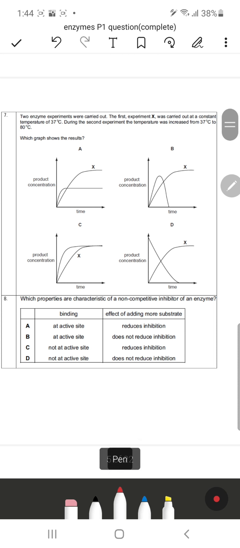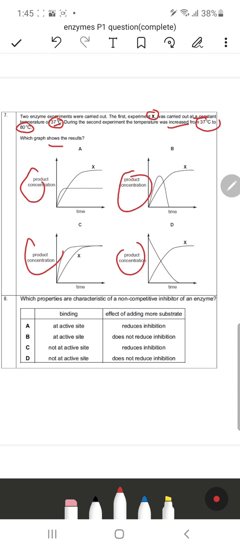Question number 7, another graph question. As I've already said, there are many graph questions in this chapter. Okay, 2 enzyme experiments were carried out. The first experiment X was carried out at a normal constant temperature of 37 degrees Celsius. In the second experiment, the temperature was increased from 37 to 80 degrees Celsius. We can see there is an increase in temperature. So which graph shows the results? Very interesting. The y-axis shows the product concentration, and the x-axis is the time. So we always have to consider the x and y-axis while dealing with this kind of graphical enzyme question.